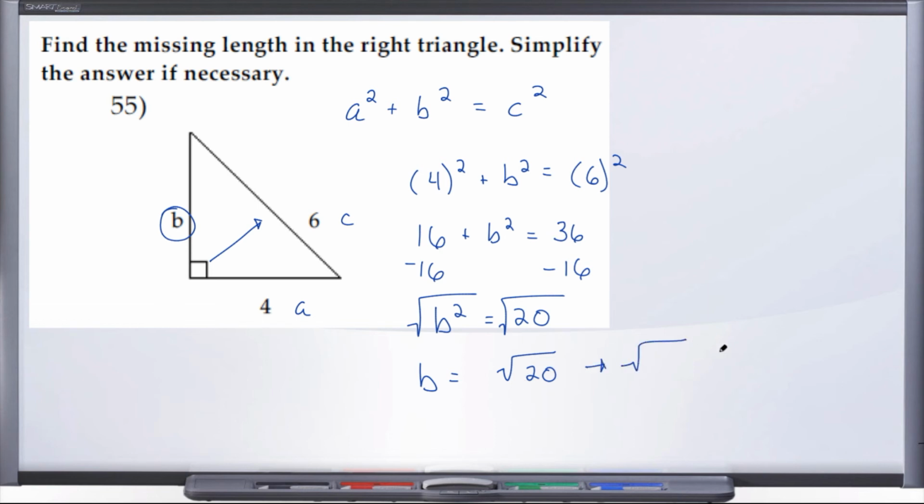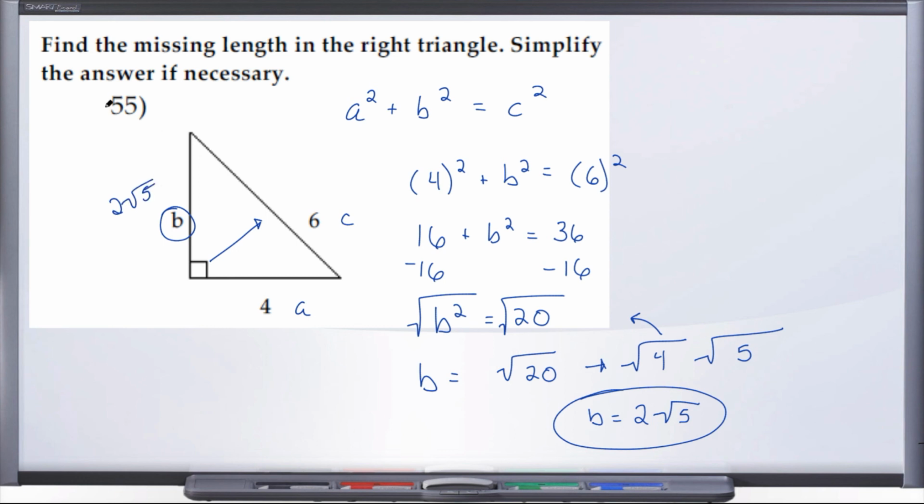Again, we'll break it down by good stuff, bad stuff. We want to say, what is the largest perfect square that we can multiply by some other number to give us 20? Well, 4 times 5 gives us 20. 4 is the largest perfect square that you can multiply by some other number to get 20. And so we know that now that we have a perfect square, the perfect square comes out clean, clear, and free as a 2. We rewrite our bad stuff, and so b equals 2 radical 5. And there we have it, number 55.